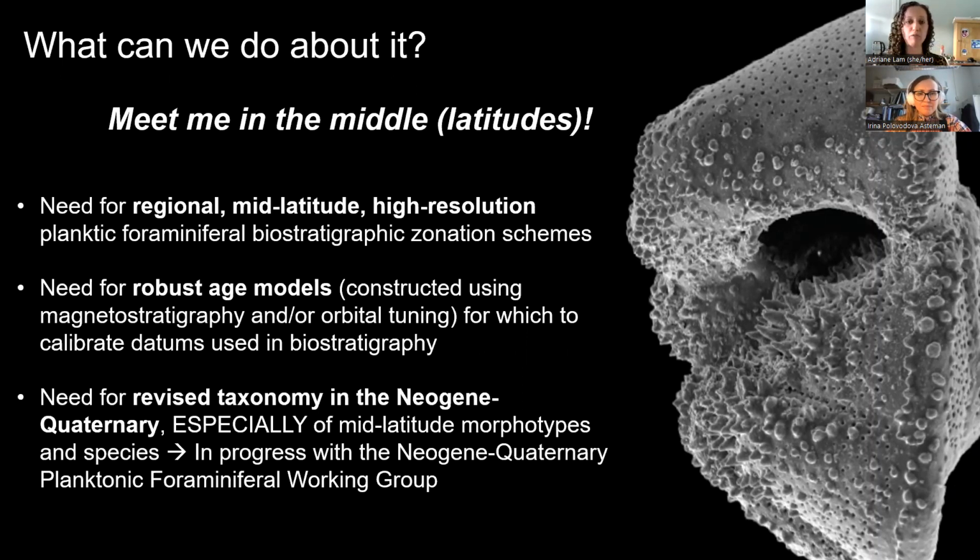We also have a need for robust age models constructed using magnetostratigraphy and/or orbital tuning, for example, or even geochemically formed, against which we can calibrate datums for use in biostratigraphy. So we really need tight first and last occurrences of these species. And there's also a need for revised taxonomy in the Neogene through Quaternary, especially of these morphotypes and species that are occurring within the mid-latitudes.